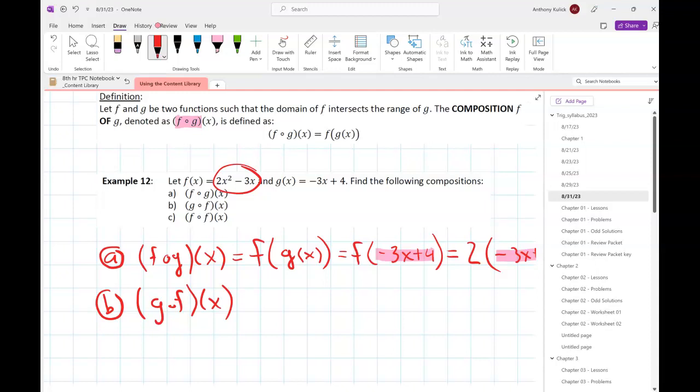What if I do F compose G and G compose F? Will I get the same thing? Well, let's find out, right? Let's do it and see.